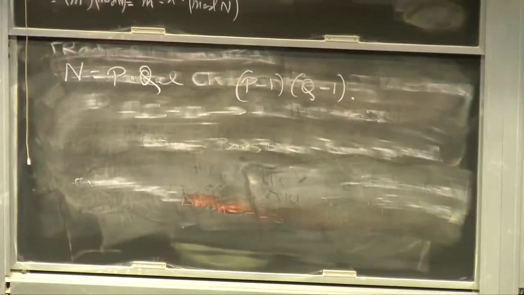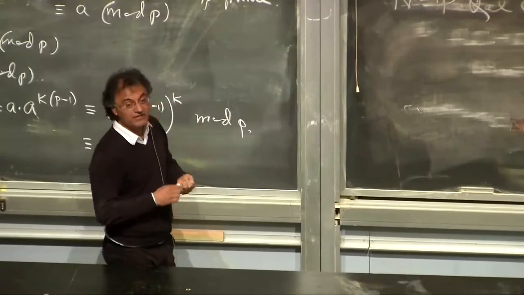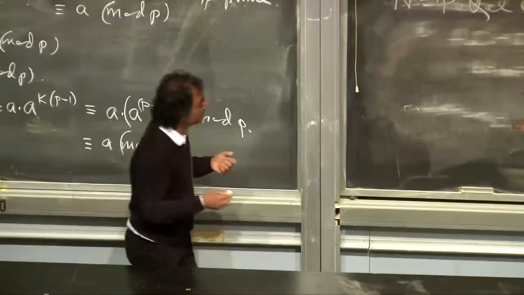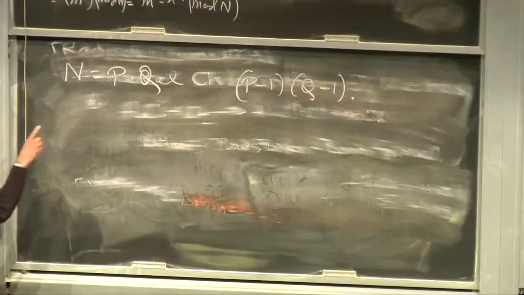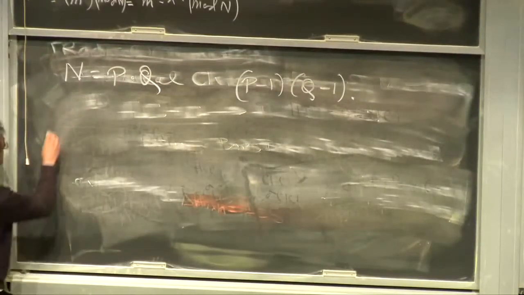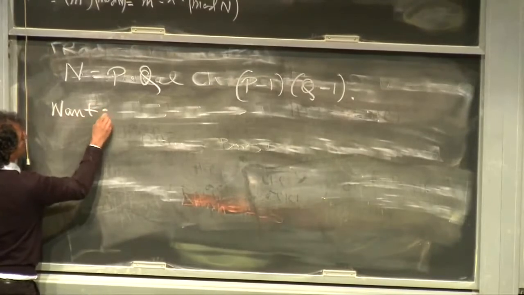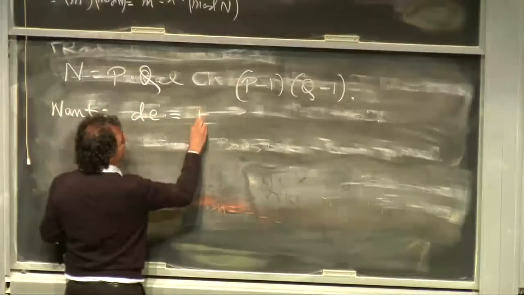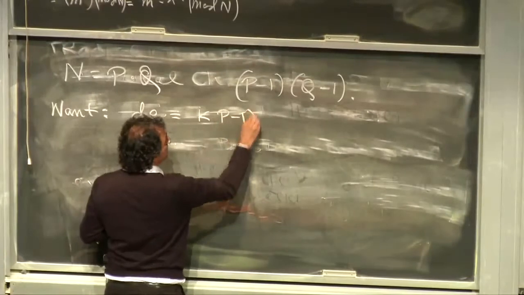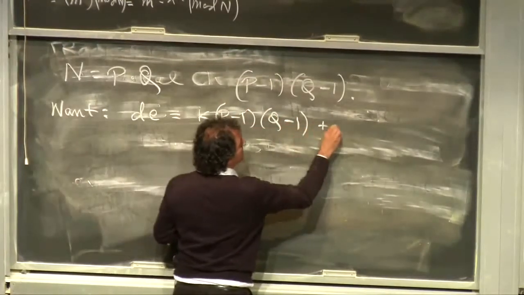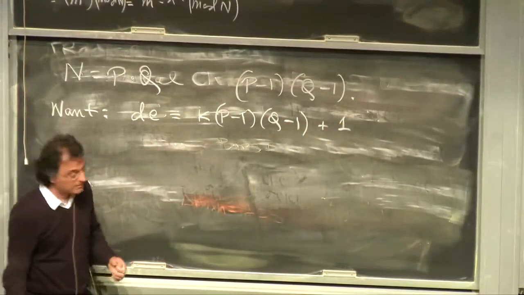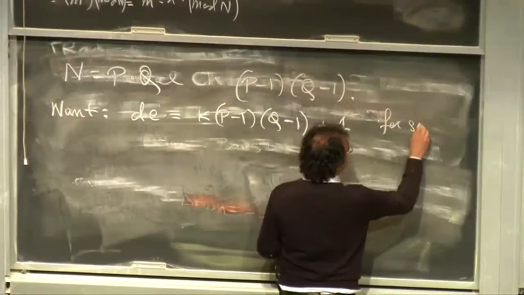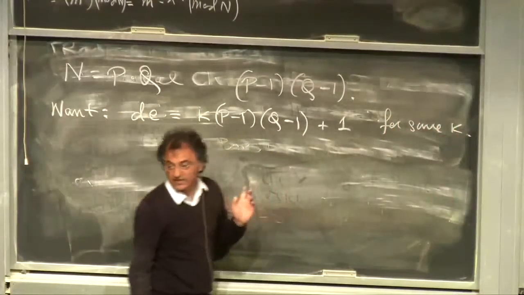Okay? And so what we want d times e to be, in order to make m raised to the power of d times e congruent to m, just by drawing an analogy with Fermat, is for d times e to be equal to k times p minus 1 times q minus 1 plus 1 for some k. We don't care what k is.